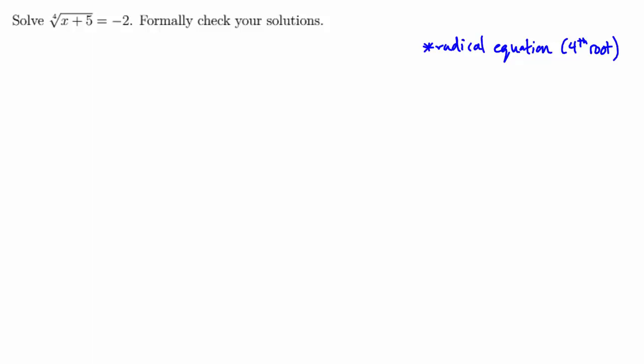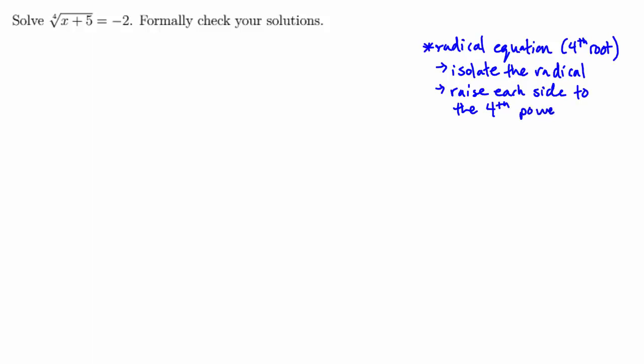So since it's a radical equation, our general method will be to isolate that radical, and then we'll raise each side to the fourth power since it has a fourth root. After that, we'll finish solving. We'll generally be left with a linear or a quadratic equation.